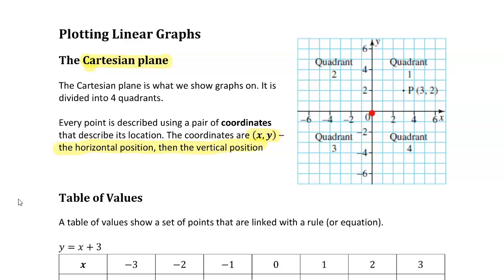Now, if you remember, that spot there is where x and y equal 0. And we call that the origin. But you've got to remember that that's where x and y equal 0. I like to imagine that x is a number line and y is another number line. But yes, we've got coordinate points that describe every single location on a Cartesian plane.